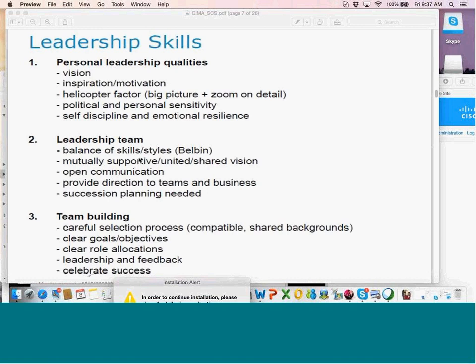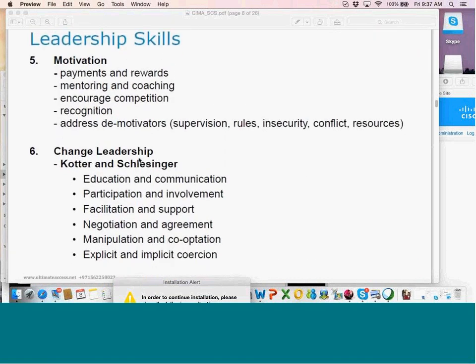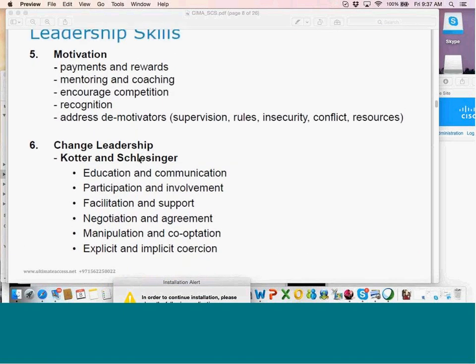Right? Culture needs to come from top down. Yeah? This is where more leadership styles, the motivation, change leadership, Kotter and Schlesinger come in. You need to bring in certain theories very subtly into the report or your emails, just to justify.